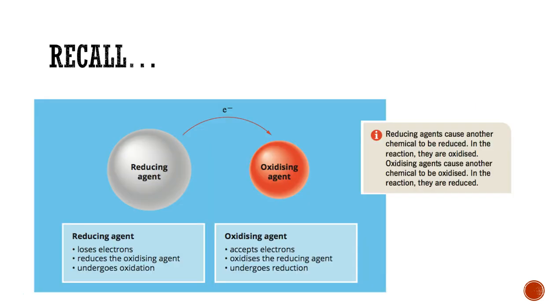Essentially, we're still using this idea of redox, that the reducing agent always loses electrons. It reduces the oxidizing agent and therefore undergoes oxidation. And the oxidizing agent accepts electrons, oxidizes the reducing agent, and undergoes reduction. So in order for a cell to work, we need to have a reducing agent and an oxidizing agent present so that we can generate the electrons and then transfer them to the oxidizing agent.